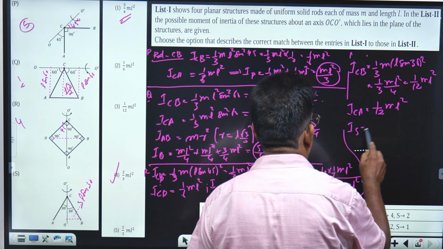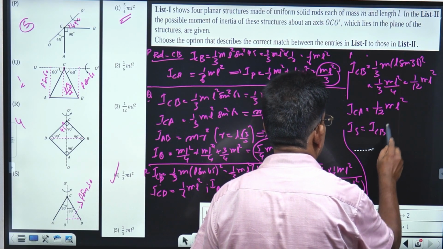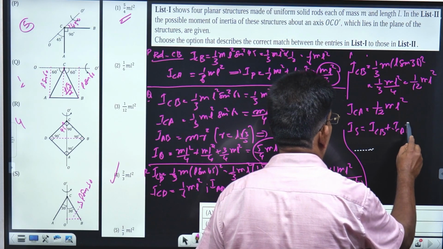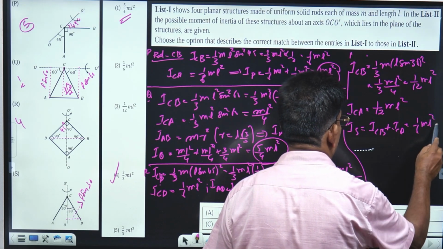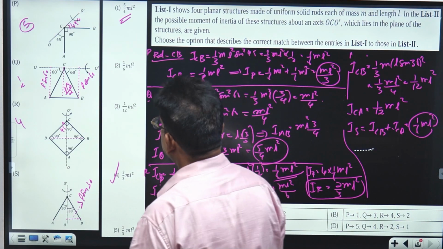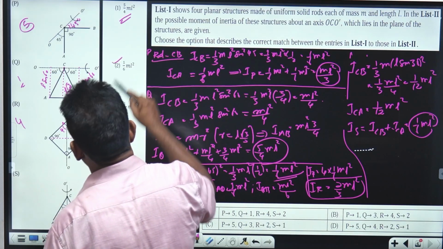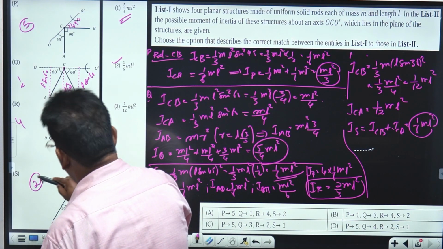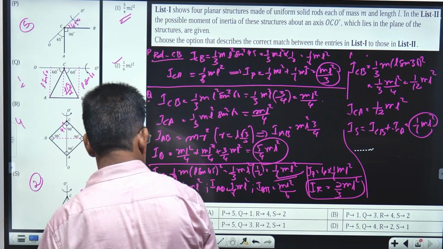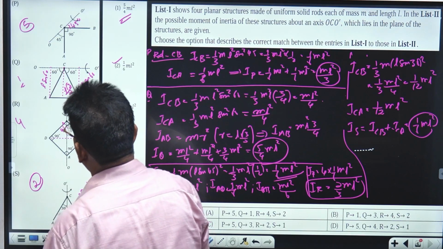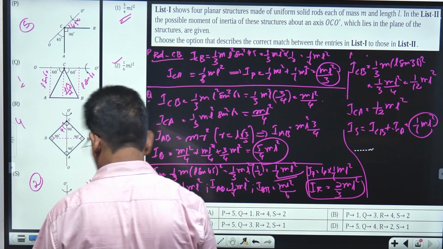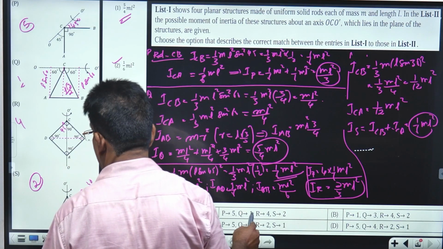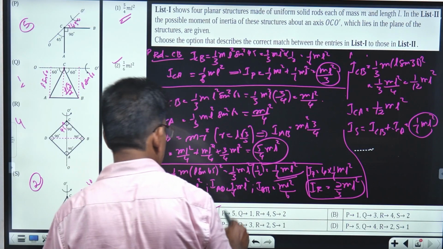Therefore, total IS, I have to add ICB plus ICA. When these two are added, I will be getting 1 by 6 m L square. Okay, is it there? Yes, very much there. 2. Yes, therefore, S is 2. So, P is 5, Q is 1, R is 4, S is 2. The answer is very much option A.